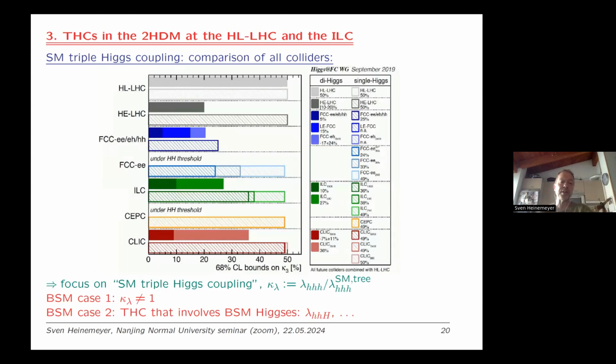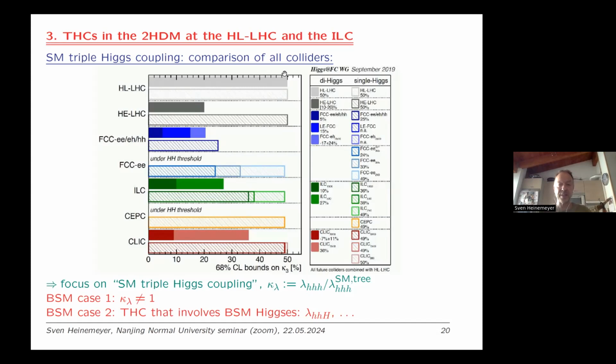Now let's focus more on the second part of the talk, on the trilinear Higgs couplings and possible determinations at high luminosity LHC and a little bit also at the ILC. And this plot here is quite famous. It compares all the collider options in their precision of the trilinear Higgs coupling. They call it now kappa 3. This is our lambda_hhh. Their kappa 3 is this kappa lambda that we also introduced here. Yeah, this is this kappa lambda.